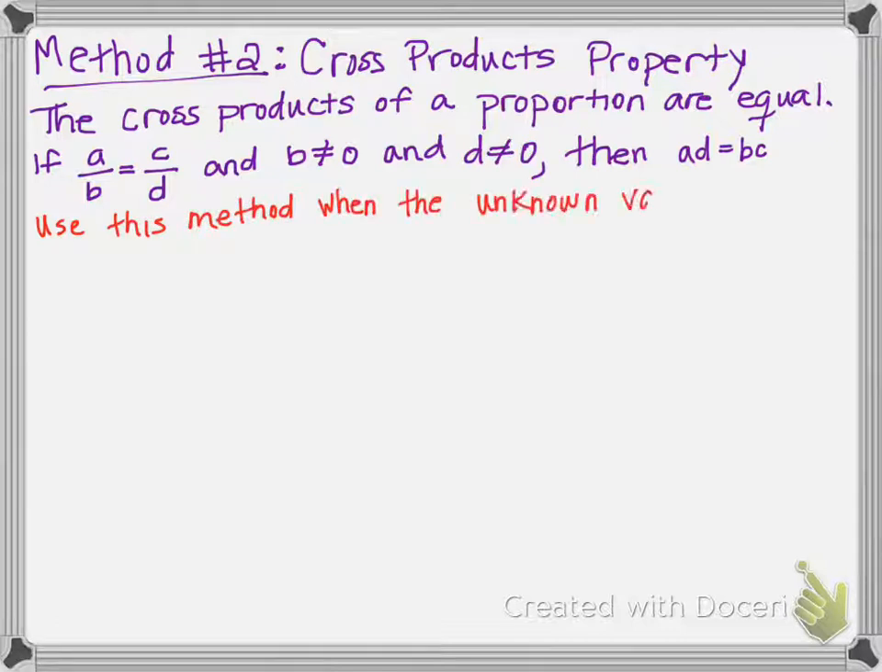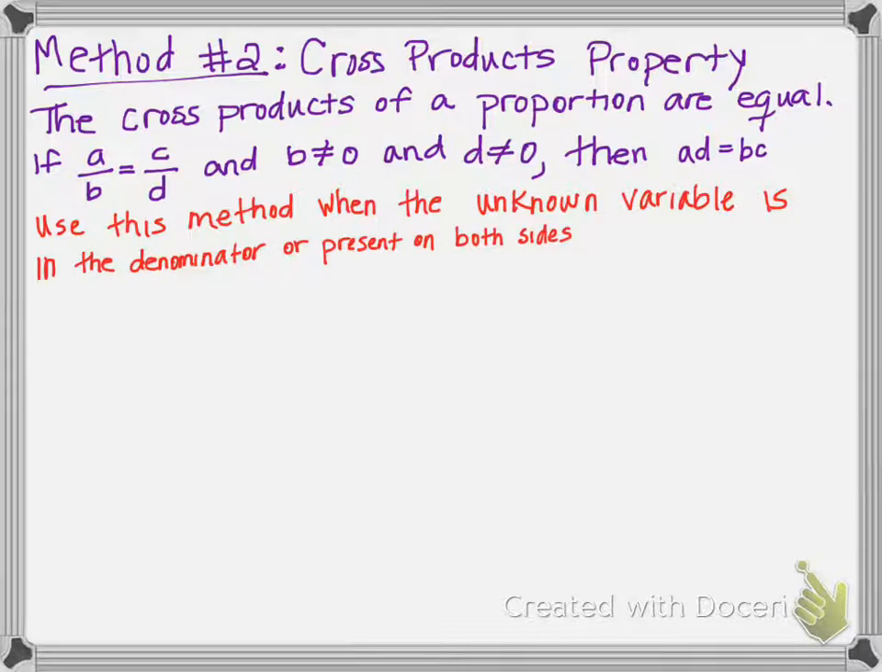The cross products of a proportion are equal, meaning if you have A over B equals C over D, they include that B not equal to 0 and D not equal to 0 just because you can't divide by 0. It's impossible. So they're just letting you know, make sure that the denominators aren't 0. Then A times D is equal to B times C. Notice that they just took the D from the bottom of one fraction and multiplied it with the A on top, and the B from the bottom of the other one and multiplied it with the C in the numerator on the right hand side. So once again, that's what you'd call cross multiplying.